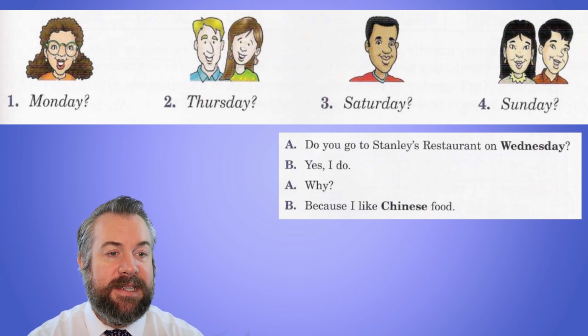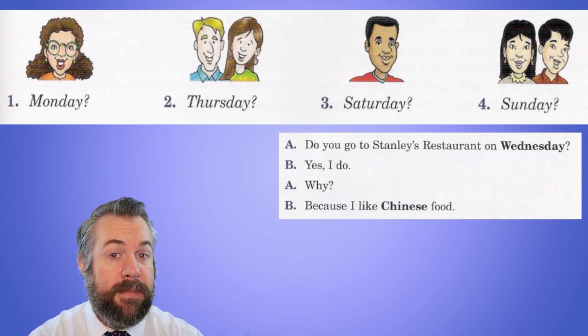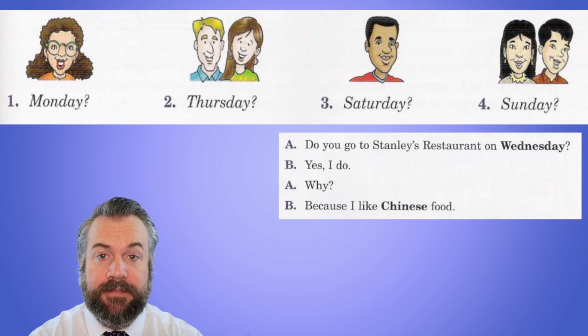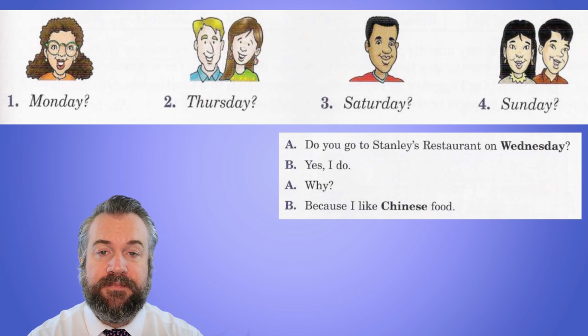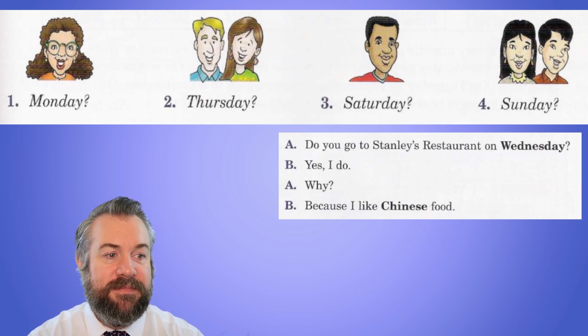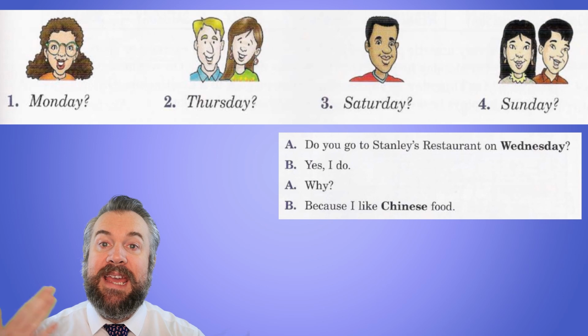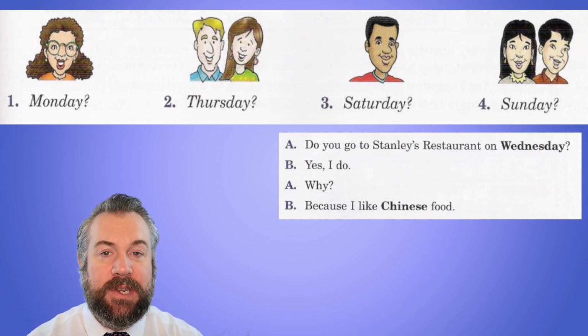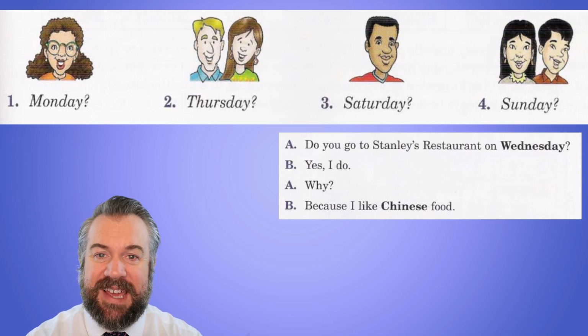Okay, let's have a look at the answers. Number 1. Do you go to Stanley's restaurant on Monday? Yes, I do. Why? Because I like Italian food. Stanley cooks Italian food on Monday, so I go on Monday. Number 2. Do you go to Stanley's restaurant on Thursday? Yes, we do. Why? Because we like Puerto Rican food.